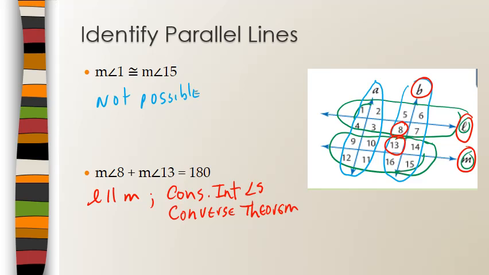And what does the consecutive interior angle converse theorem say? If two lines in a plane are cut by a transversal, okay, my transversal is B, my two lines are L and M. So the pair of consecutive interior angles, okay, 8 and 13 would be consecutive interior angles in that case. They're supplementary. I'm told they're supplementary. Hey, then the lines are parallel. All right, we've proved it. All right, one more.